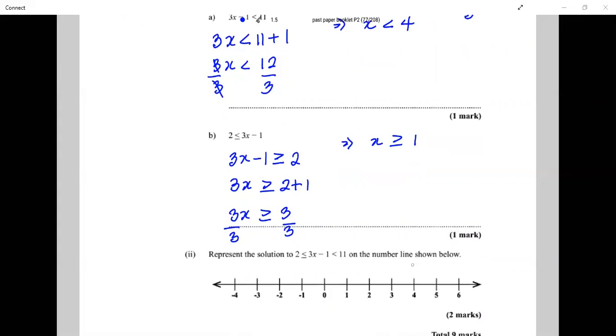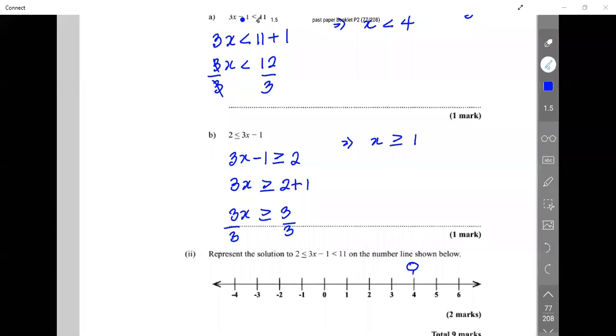So at 4, I'm going to just circle, and everybody should know that we're not going to shade inside that circle. And then at 1, we're going to put a circle at 1. This one we're going to shade.